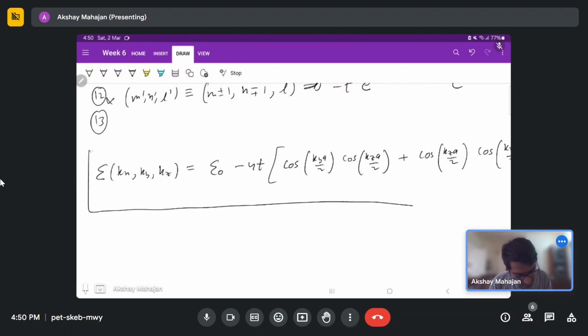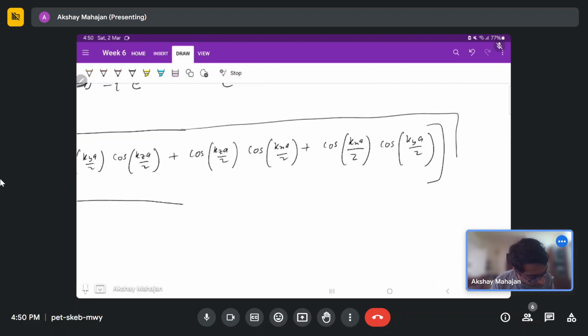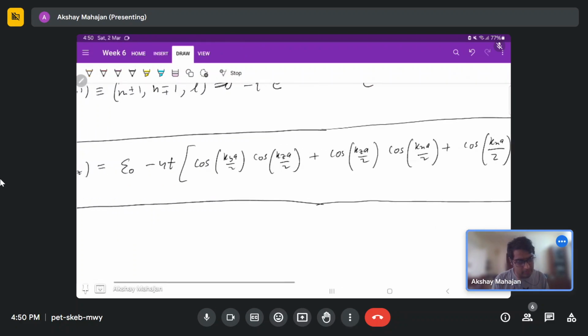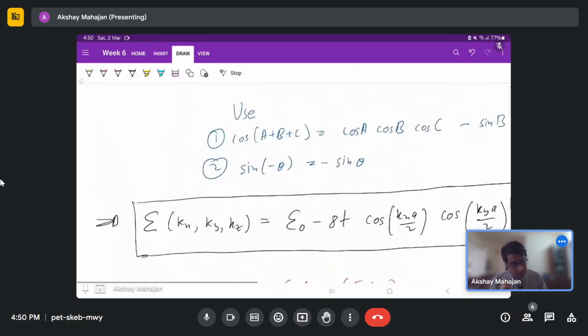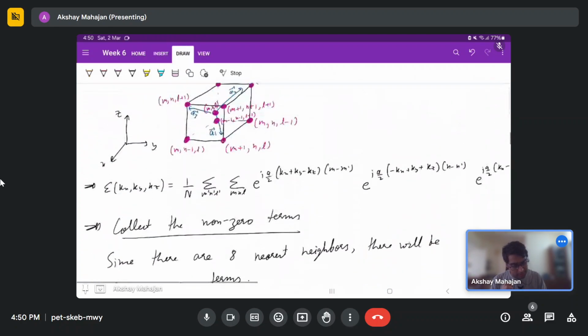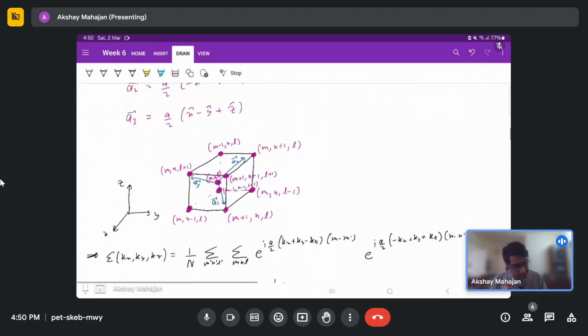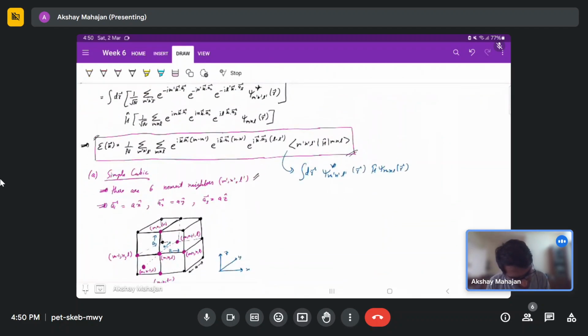Alright, so this will be our final energy dispersion for the face centered cubic case, where we have 12 nearest neighbors. So this was our last problem on tight binding. Basically the take home message from this 3D problem was that you have to use this formula. This is an important formula that we derived.